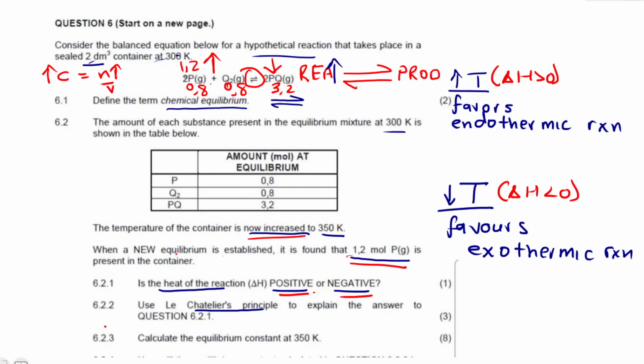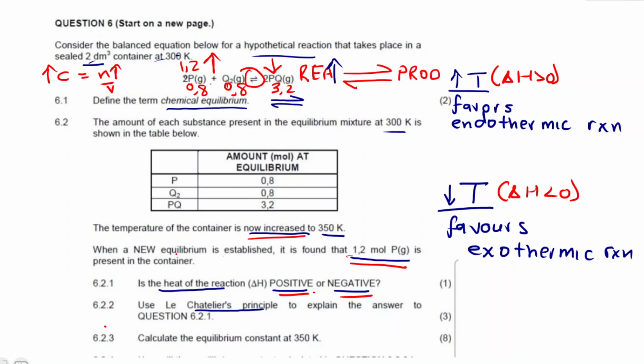By Le Chatelier's principle, when you explain it, you're going to say an increase in temperature favors the endothermic reaction. That's number one. Number two, then you say the reverse reaction is endothermic.